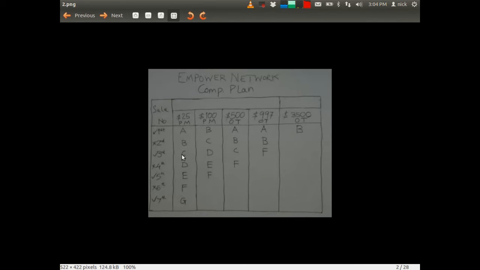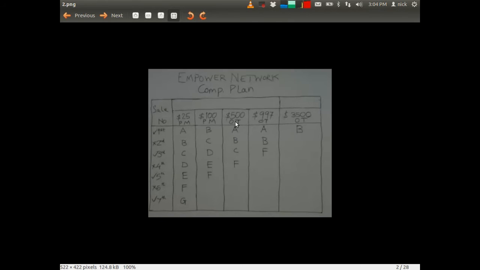C here belongs to you because he's your third sale, but he is the second person who decides to join the $100 power line. Now because he is second in the $100 power line, he's going to be passed up to your sponsor. Same thing here, you pass up D, but here D is the third one, so you can keep the third one, so you get to keep D's $100 every single month.